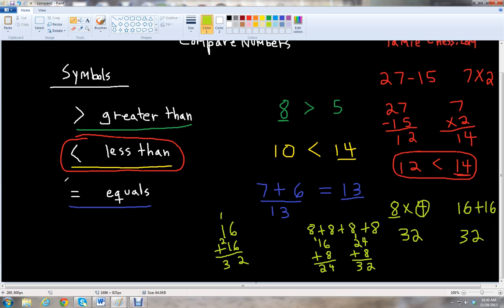So they must use the equals symbol, right? Because they're the same value. So 32 equals 32. So we can say that 8 times 4 will equal 16 plus 16. They're the same value, 32.